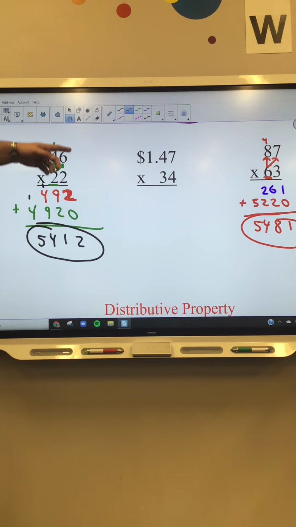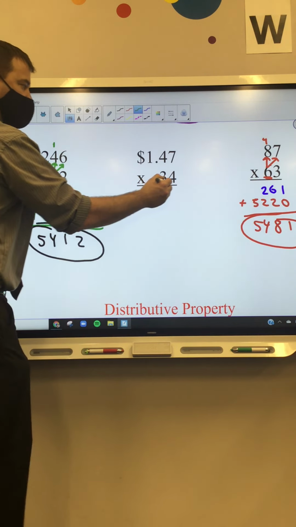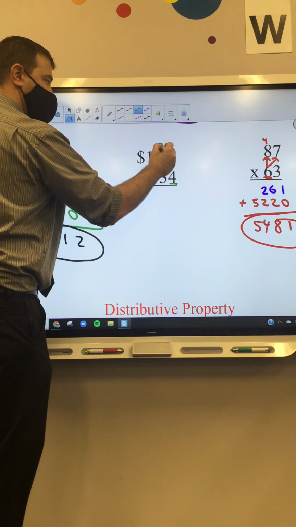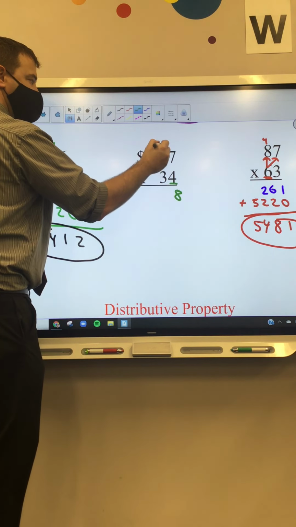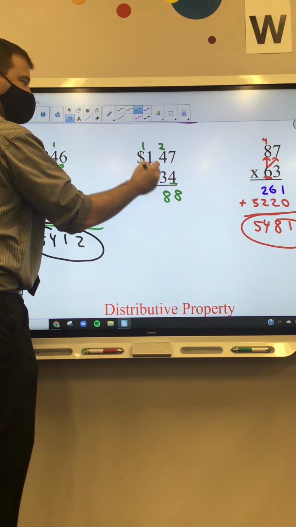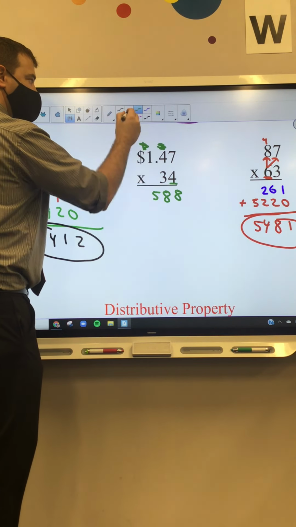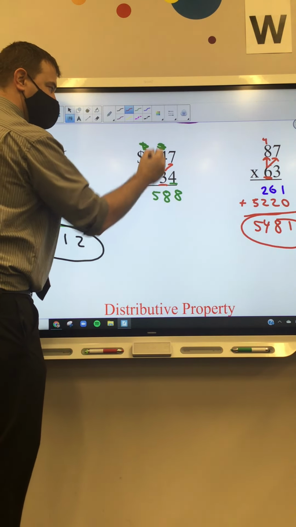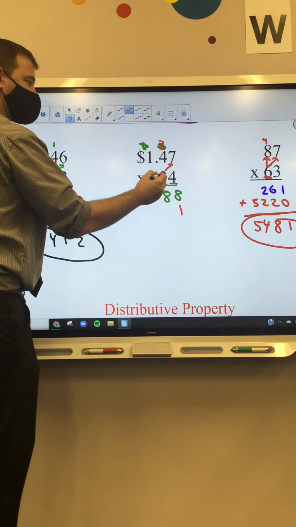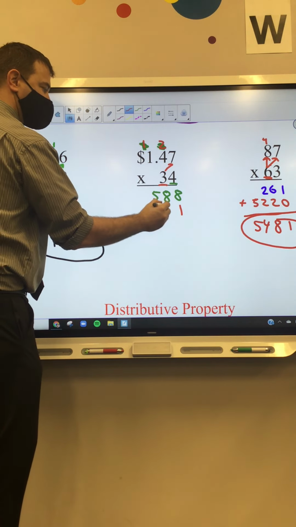How many of you finished the $1.47 times 34? All right, I'll walk through that one really quick. 4 times 7 is 28. 4 times 4 is 16. Plus 2 is 18. 4 times 1 plus 1 is that. Now I'm going to do the same thing with 3. 3 times 7 is 21. 3 times 4 is 12. Plus 2 is 14. Whoops.